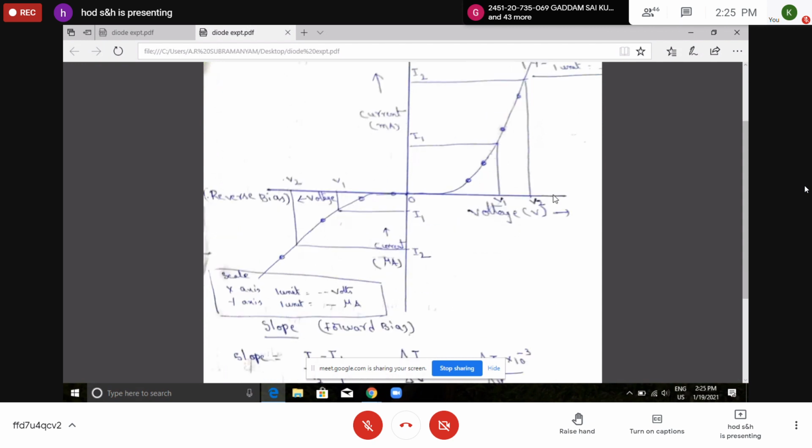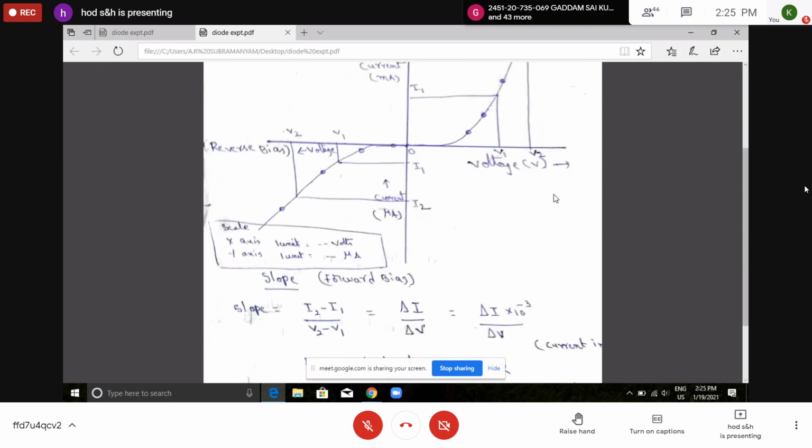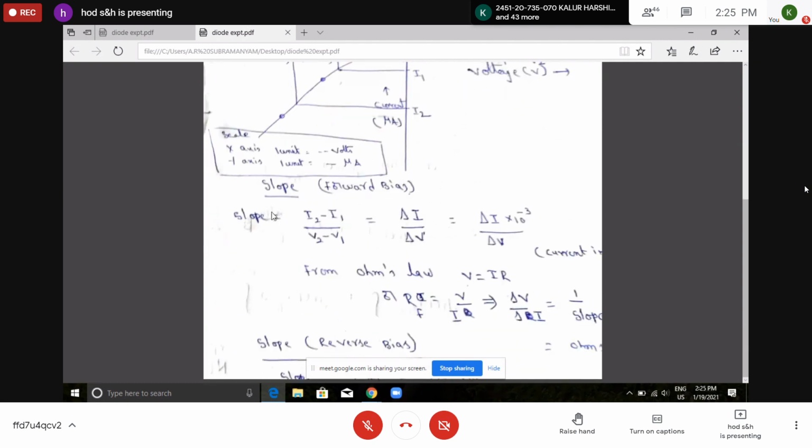So what is the slope? Slope is Y2 minus Y1 by X2 minus X1. The same I took: slope is equal to I2 minus I1 by V2 minus V1. Or in a more general way, it can be written as delta I by delta V.